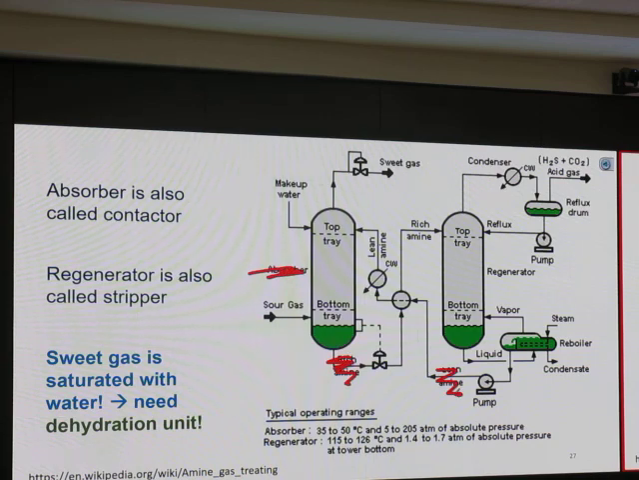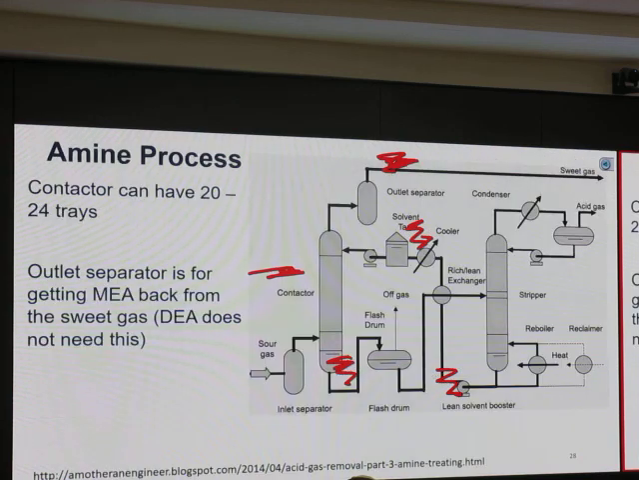Last exam, several years ago, what I did is I erased several things, and you put the word sweet over there. You can do this, right? Tell me where is the sweet amine, lean amine, rich amine, which one is an absorber, which one is a regenerator. No problem, right? Oh, you have problems. So try to do that.